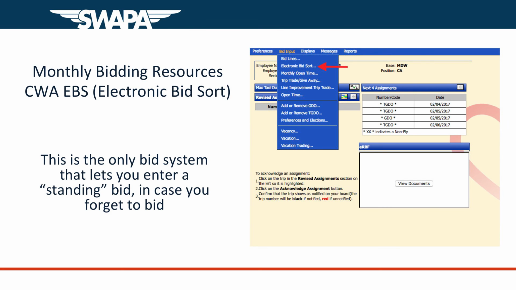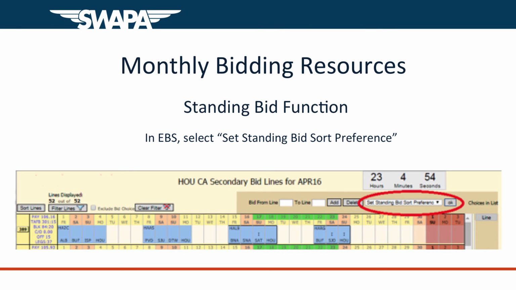One advantage to this system is that it is currently the only bid system that allows you to enter a standing bid. We don't have the time in this venue to go through an entire EBS bid tutorial. For now, just know where to find the standing bid function in the system. You can set up a very generic bid as your standing bid. For example, sort for hard lines as opposed to reserve lines, and weekends off, and any other preferences that you desire. That bid will remain on file permanently until you replace it with a new one. This standing bid will act as a safeguard in case you forget to bid at some point in the future.